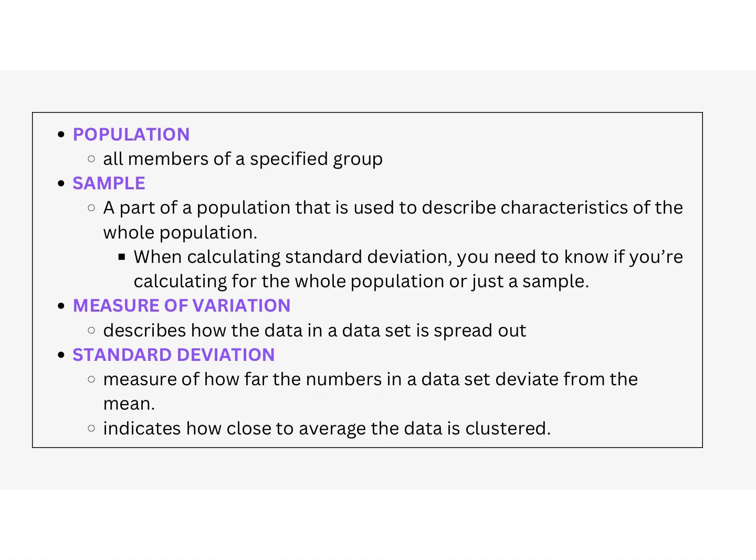So population and sample. Population is all the members of a specified group, whereas sample is just a part of the population, used to describe characteristics of the whole population. So when calculating standard deviation, we can look at either the whole population or the sample. And this is mostly what we're going to look at, is the sample.